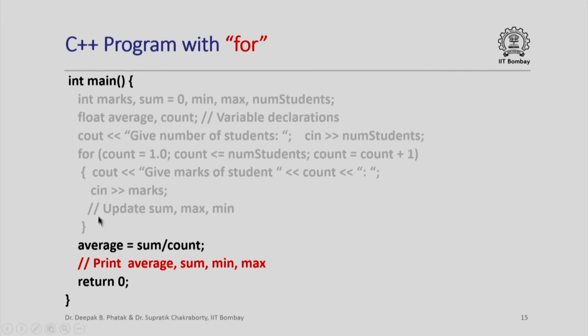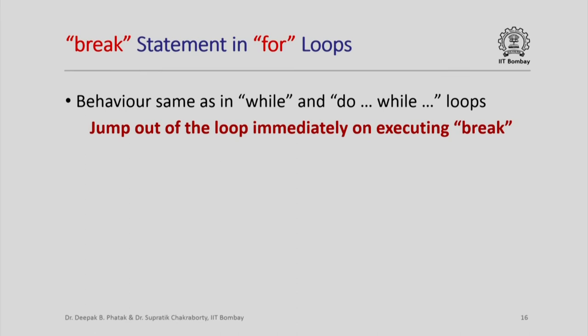After we come out of the for loop, we can of course compute the average and print the average, sum, min and max, and then return control back to the operating system.